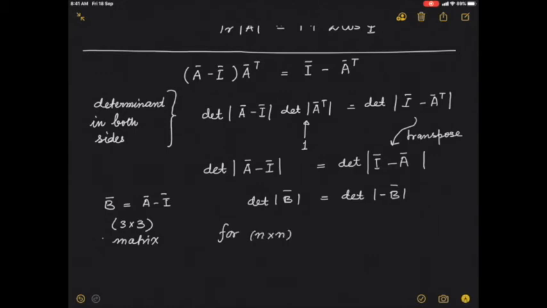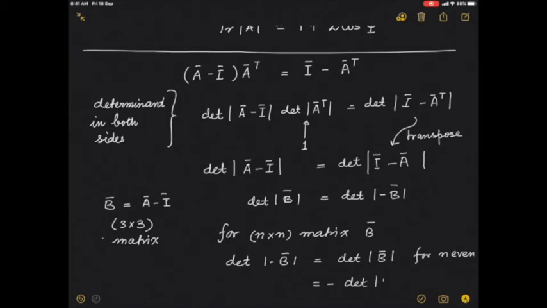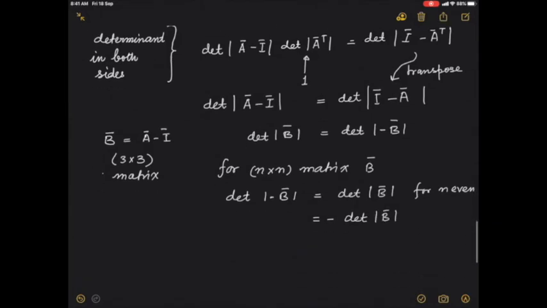Now it can be shown very easily for an n cross n matrix that the determinant of minus B equals the determinant of the matrix B for n even, and equals minus the determinant of matrix B for n odd. This you can try to prove. It is very straightforward, and the way you prove it is to write the matrix in its diagonalized form. You know that the determinant does not change under a similarity transformation, so you can write the matrix in its diagonalized form, change all the diagonal elements with a minus sign, that will give you minus the matrix, and then try to prove this.